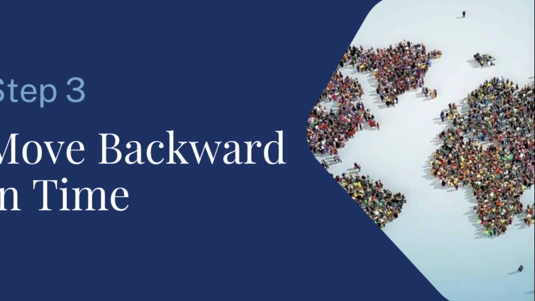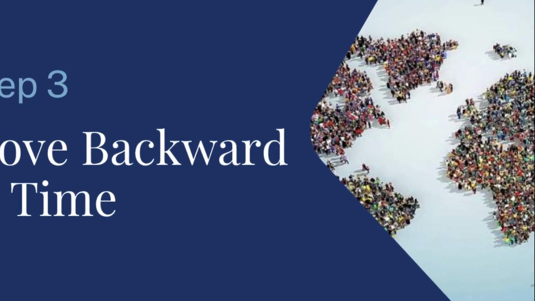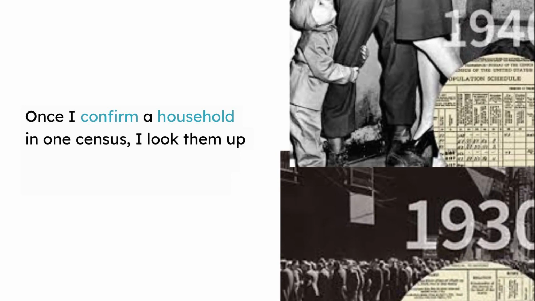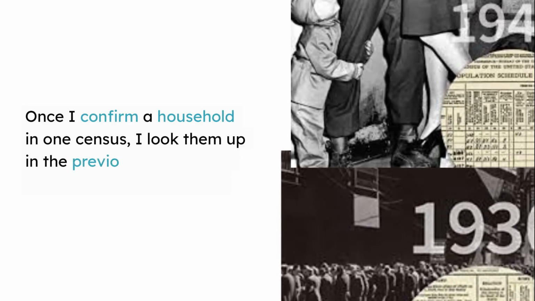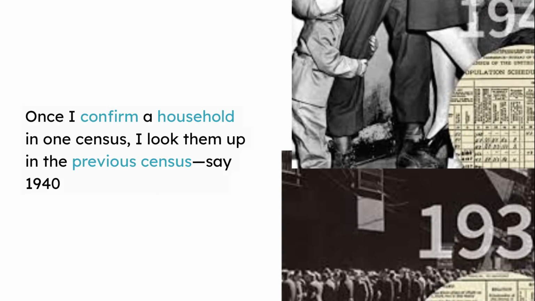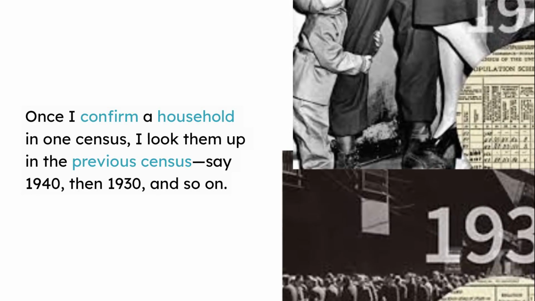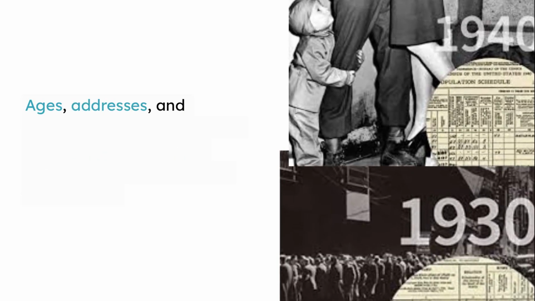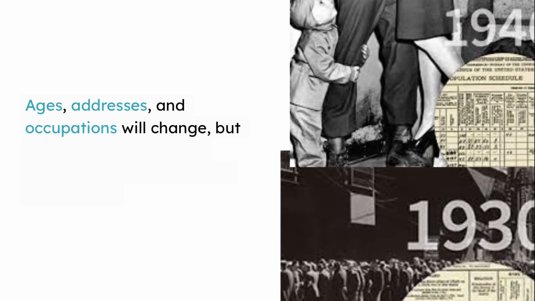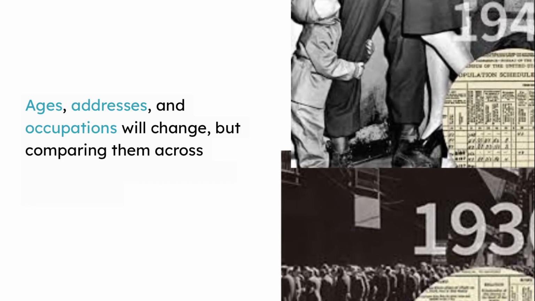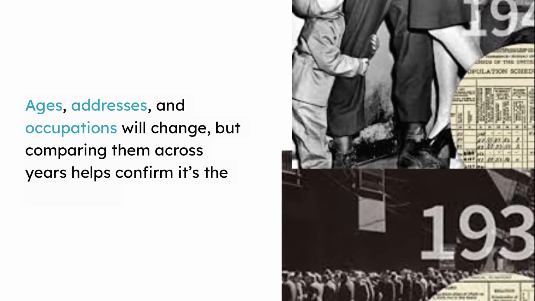Step 3: Move backward in time. Once I confirm a household in one census, I look them up in the previous census, say 1940, then 1930, and so on. Ages, addresses, and occupations will change, but comparing them across years helps confirm it's the same family.